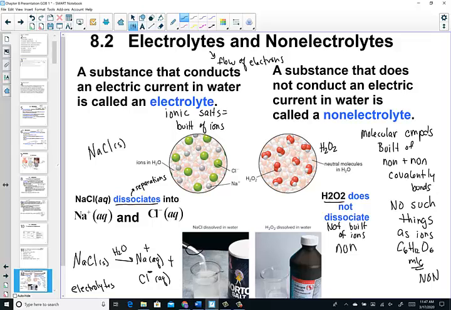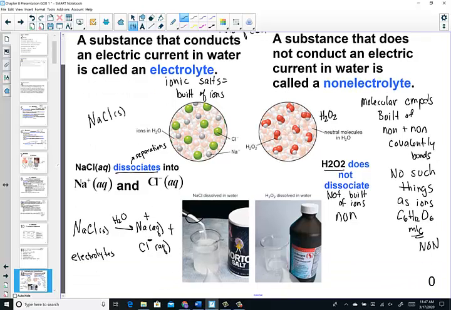So to recognize electrolytes, look for ionic salts. To recognize non-electrolytes, look for molecular compounds, those guys that are built of nonmetals covalently bonded. Now don't confuse this with does it dissolve, because both of these dissolve readily in water. But the idea is, will it conduct a current when doing so? If it does, it must be built of ions, charged atoms.